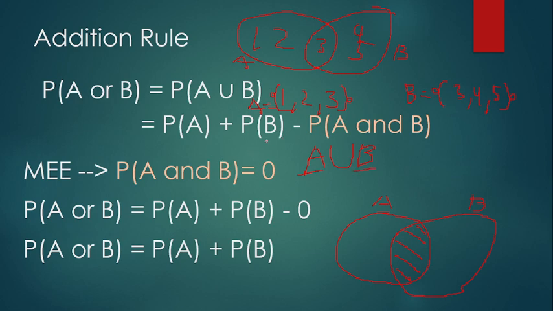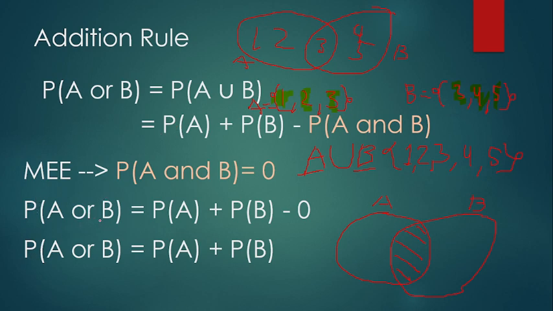The union of set A and set B, what are the elements? We have 1, 2, 3. Next, for the union of set A and B, should we count the 3 as well? No, we should not count the 3 twice in that part, because it will be counted as 1. Next, 4 and 5. These are the elements that you could find in set A and set B.